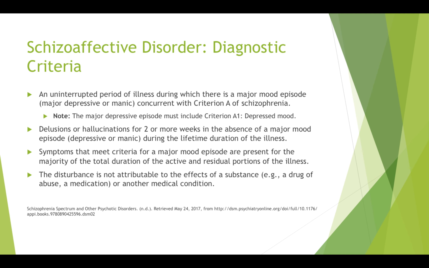Schizoaffective disorder diagnostic criteria include an uninterrupted period of illness in which there's a major mood episode, either major depressive or manic, concurrent with criterion A of schizophrenia. It must be noted that the major depressive episode must include criterion A1, which is depressed mood. There are delusions or hallucinations for 2 or more weeks in the absence of a major mood episode, meaning a depressive or manic episode, during the lifetime duration of the illness.